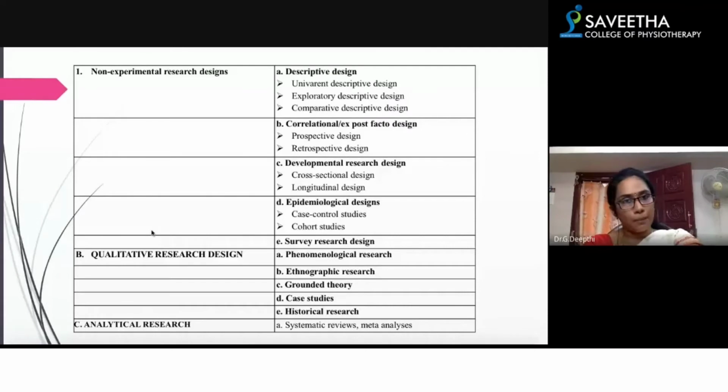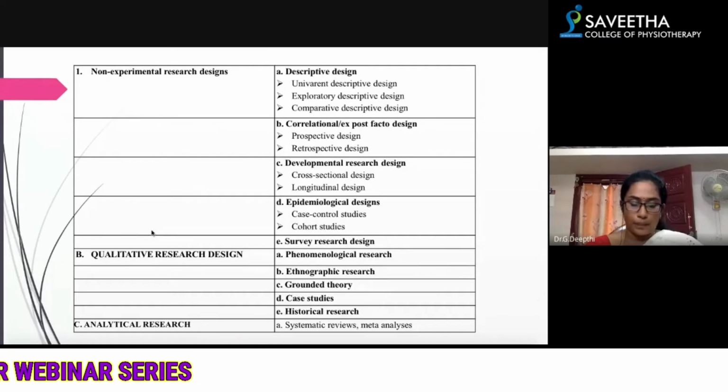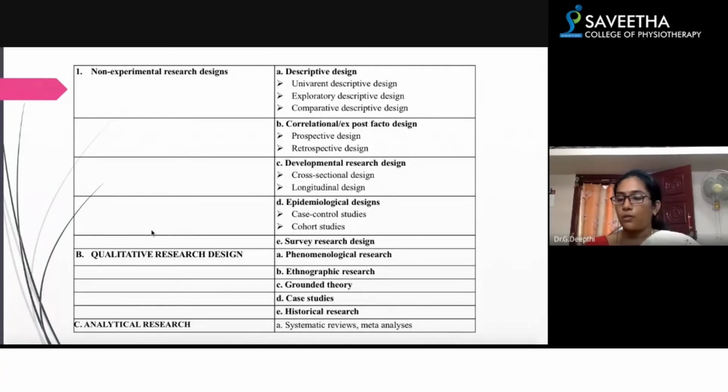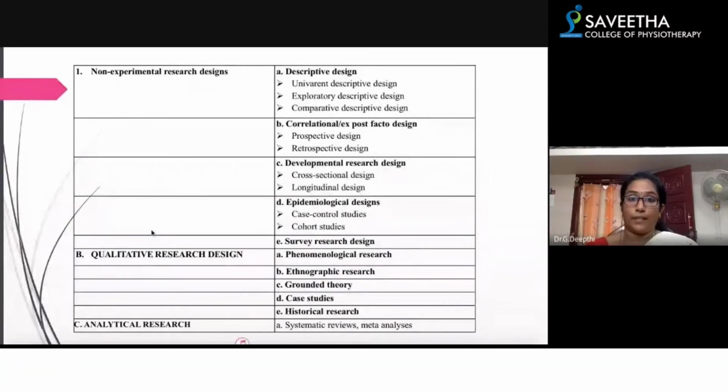In the non-experimental research design, it's purely a descriptive study. You are not experimenting anything. You just observe what's happening in the population, what the opinion of this is. So suppose they are exposed to a particular chemical, whether they get any restrictive lung disease or not. You just observe. You don't give any treatment. So that comes under non-experimental research designs.